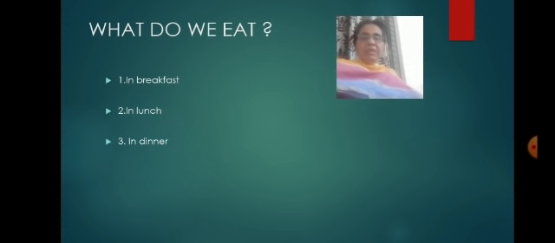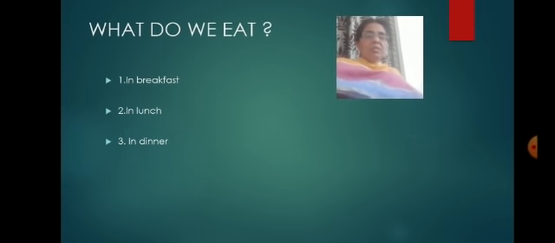What do we eat in breakfast, in lunch, in dinner? Here you can see time is also mentioned with the food. In morning time we take breakfast. In afternoon we take lunch. In evening or night we take dinner.